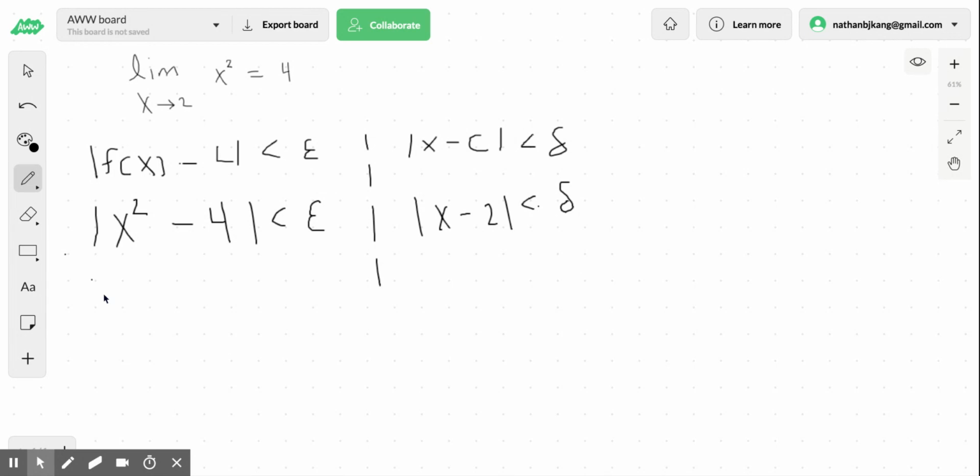Let's look at the left-hand side. We have x squared minus 4 is less than epsilon. We're going to factor that into x plus 2 times x minus 2 is less than epsilon. So now we have an x minus 2 term here and an x minus 2 term here. So to isolate x minus 2, which is what we're going to relate our epsilon and delta with, we're going to simply divide the left side by x plus 2 and the right side by x plus 2.